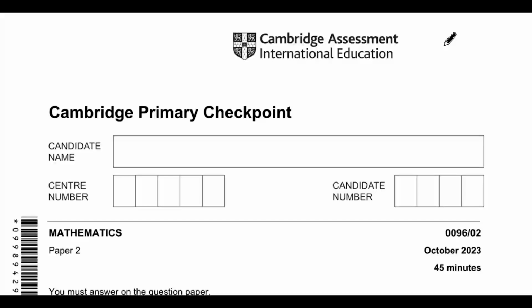In this video, I will solve paper 2 of Cambridge Primary Checkpoint written in October 2023. This is paper 2, calculator is allowed, unlike paper 1.